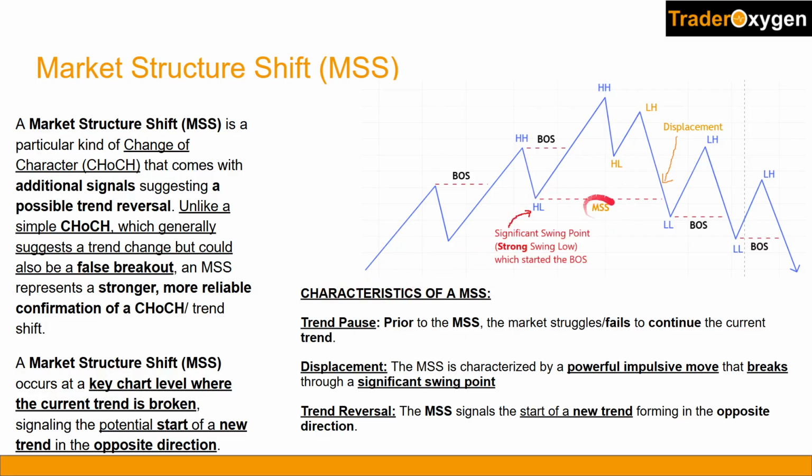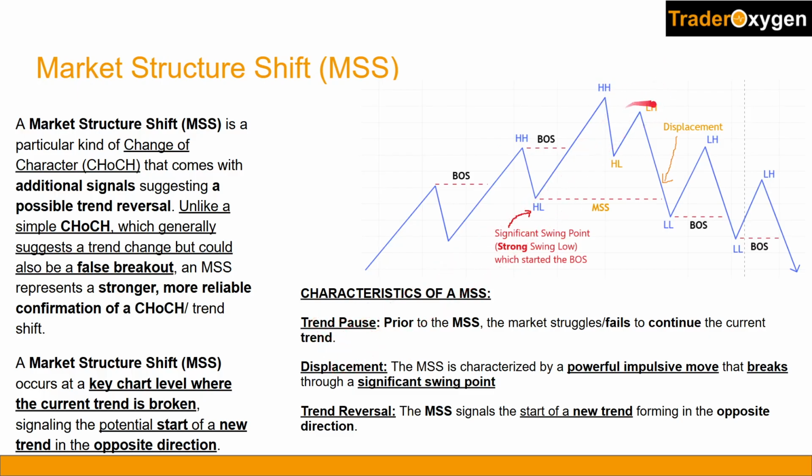It's a powerful version of a change of character because in a normal change of character you will not see a trend pause, but in a market structure shift you will see a trend pause. What's a trend pause? The trend pause means after this higher low, it makes a higher high because it's an uptrend, then a higher low, that's also fine because in an uptrend. Then after this higher low, we are expecting the price to make a higher high because it's an uptrend. But instead of making a higher high, it has made the lower high. That is the trend pause.